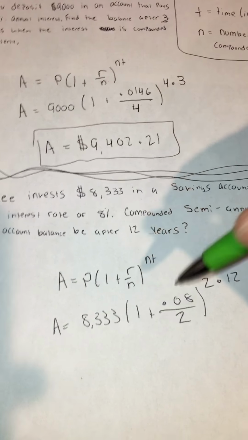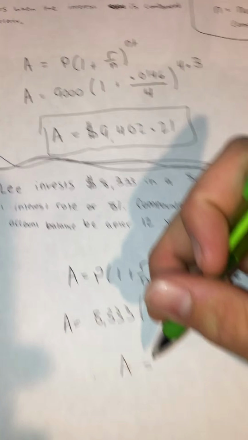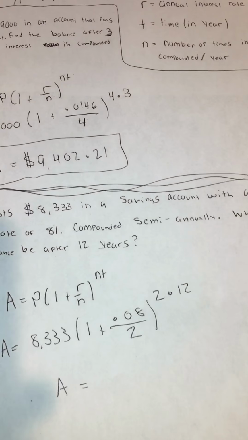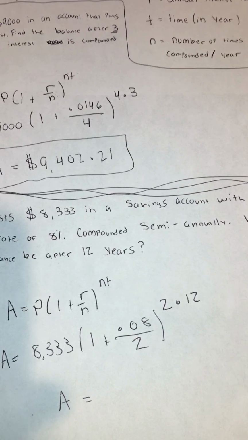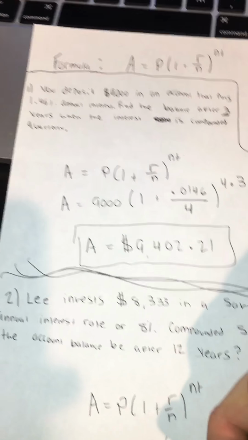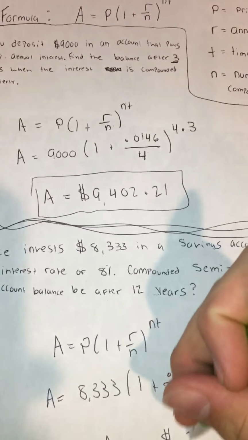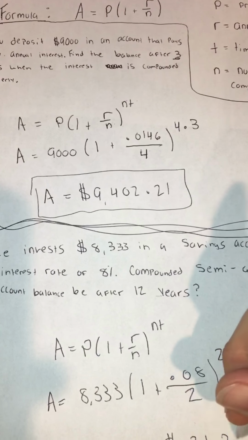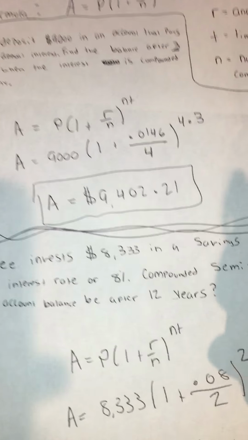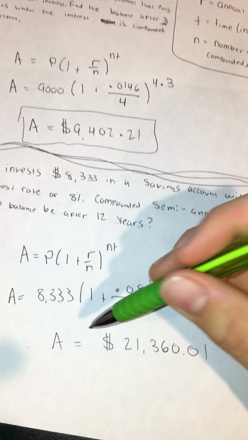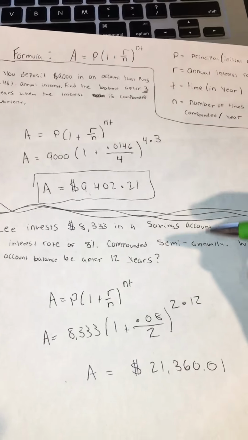So you go ahead, plug all that into your calculator, and you're going to come out with an answer of $21,360.01. That's your answer, and this has been Compound Interest.